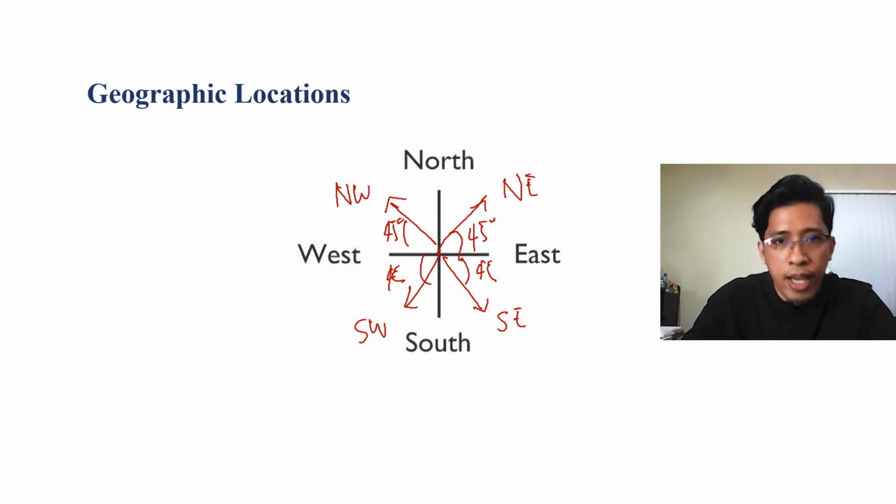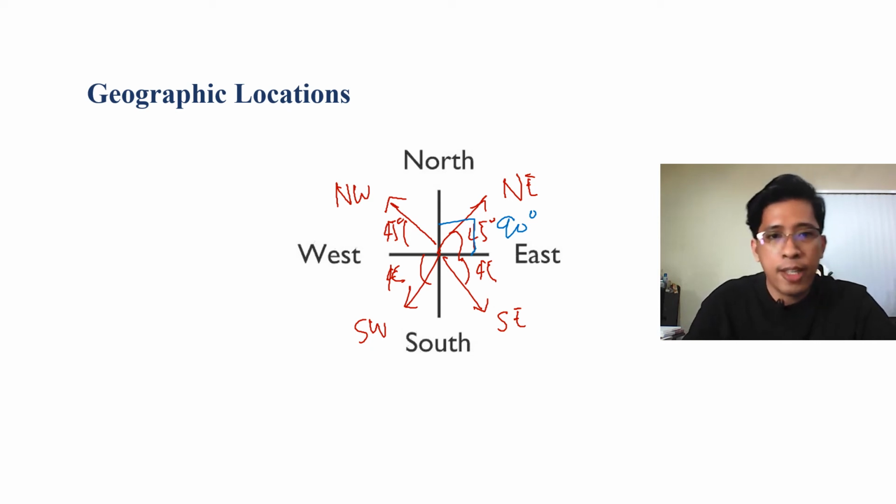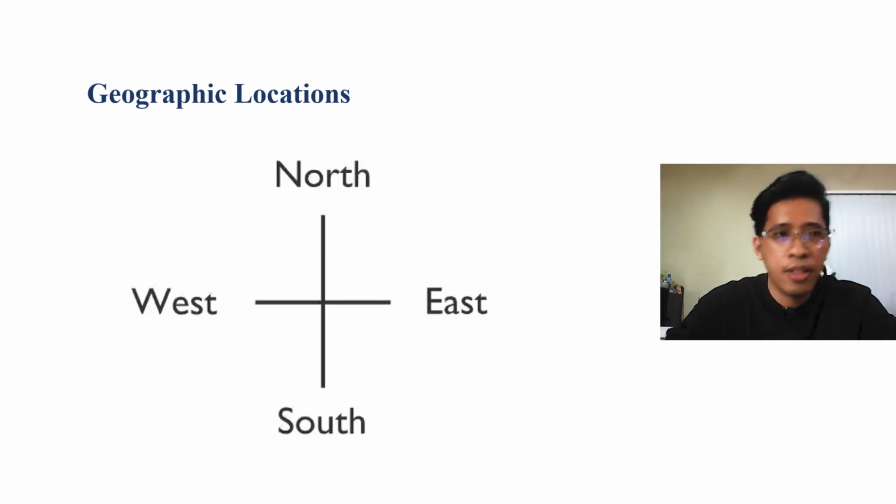Remember that the angle between these two lines here is at 90 degrees. So these directions are at the middle of your quadrants. Again, you have your northeast, your northwest, your southwest, and your southeast. They are easy because they are just at 45 degrees in your quadrants. But take note that your angles are not always at 45 degrees.